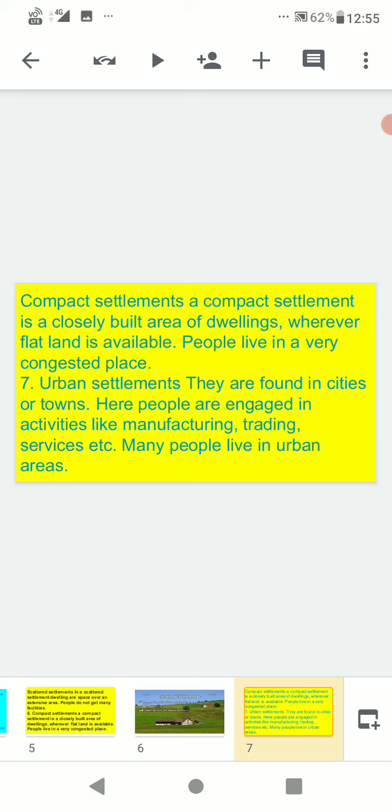Urban settlements are found in cities or towns. Here people are engaged in activities like manufacturing, trading, services, etc. Many people live in urban areas.